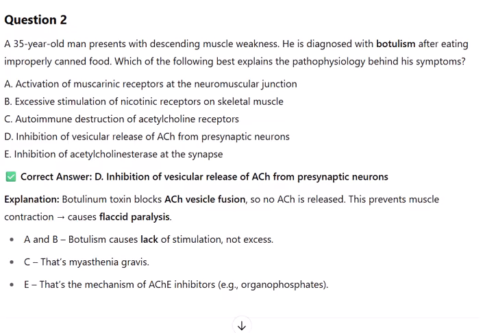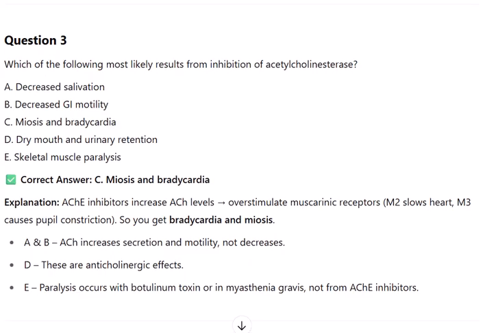A and B, botulism causes lack of stimulation, not excess. C, that's myasthenia gravis. E, that's the mechanism of AChE inhibitors, e.g., organophosphates. Question 3. Which of the following most likely results from inhibition of acetylcholinesterase?